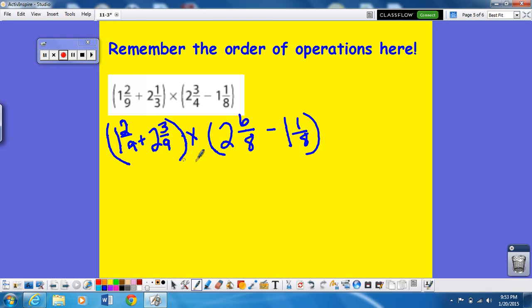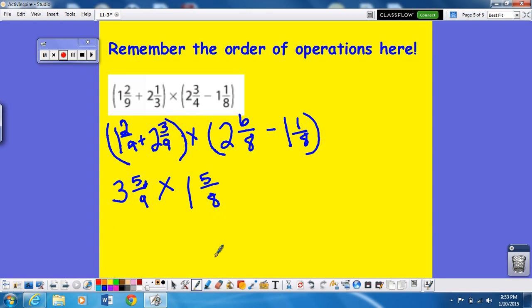All right, so now we can work what's inside the parentheses. I have 1 plus 2. And notice this was plus and minus, so we need to make sure we're watching the signs. 1 plus 2 is 3. 2 ninths plus 3 ninths is 5 ninths. Okay, so we have 3 and 5 ninths times 2 minus 1 is 1. 6 eighths minus 1 eighth is 5 eighths.